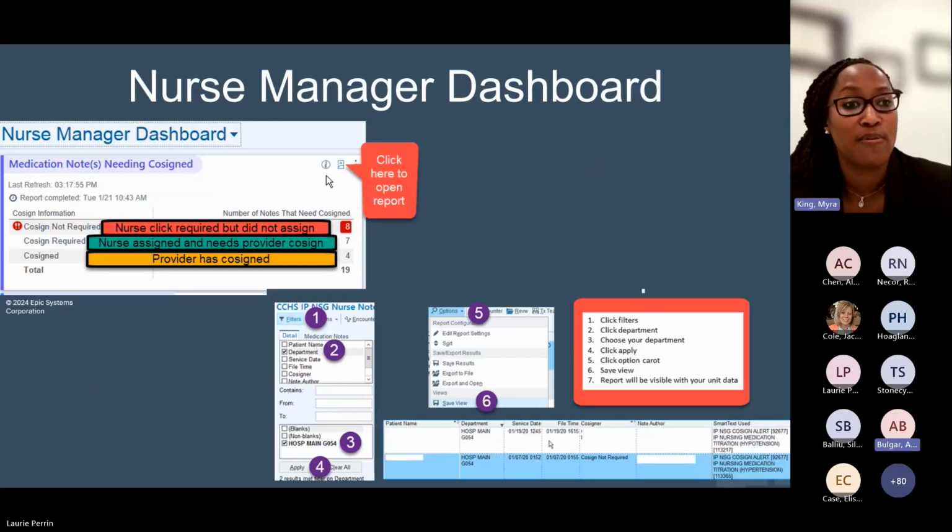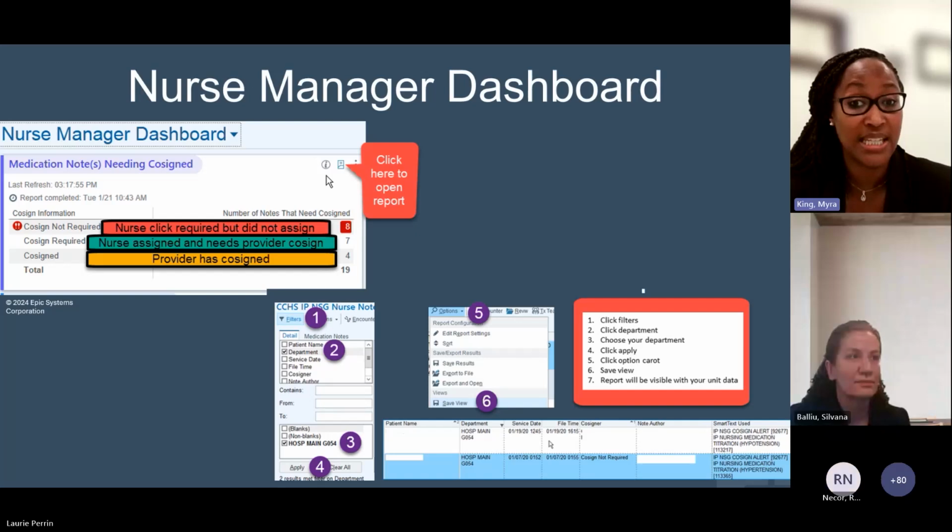We also wanted to provide tools for our nurse managers. And so we developed a nurse manager dashboard. In that dashboard, nurse managers can pull this up at any time in real time. They can see the number of block chart notes that are present on their units. They'll see if the order had been routed, and if so, if that provider co-signed it.